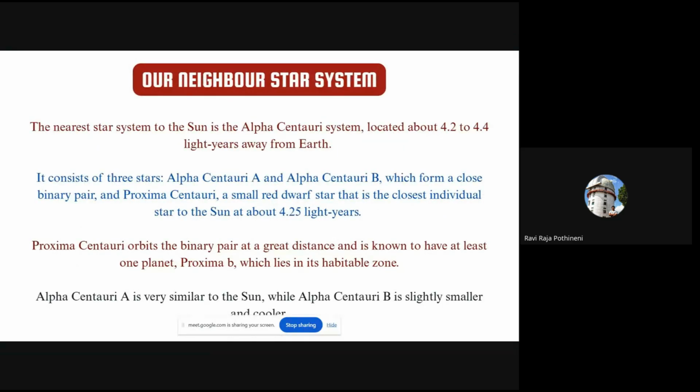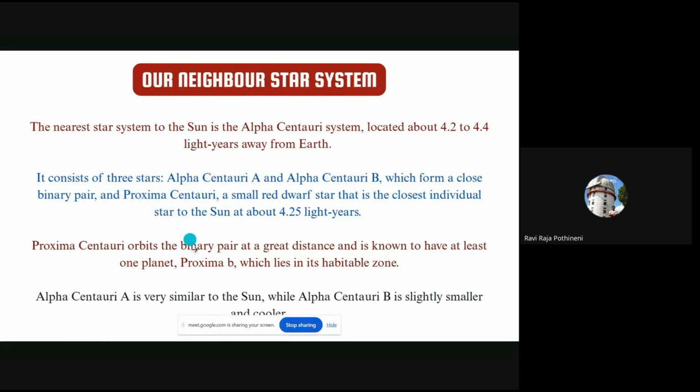Now, before jumping into more about binary systems, I just want you to know about our neighbor star system. The nearest neighbor star system to us is the Alpha Centauri system. You might have heard of this name earlier. This system is roughly 4.2 to 4.4 light years away from the Earth. It has three stars primarily: Alpha Centauri A, Alpha Centauri B, and another star called Proxima Centauri, but it is a bit farther from these two stars. These two stars form a binary pair, and around this binary pair orbits Proxima Centauri. Proxima Centauri is our nearest star after the Sun.